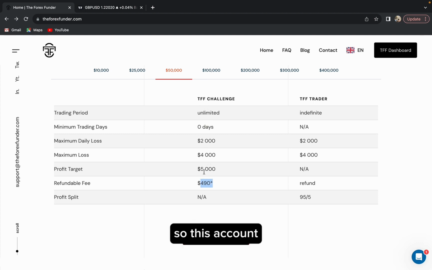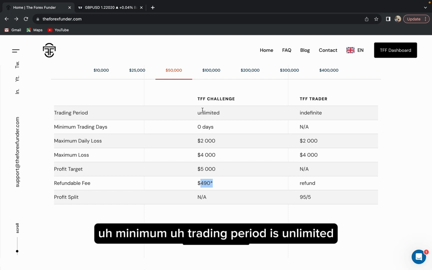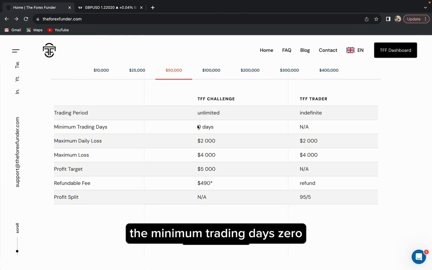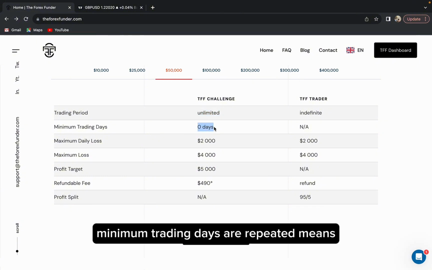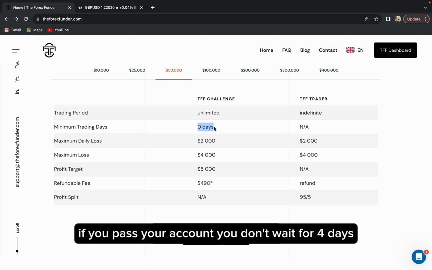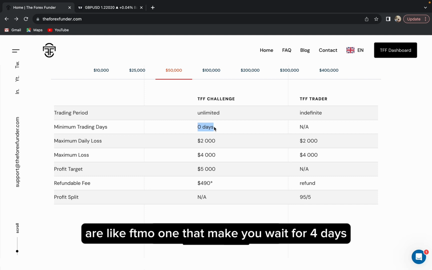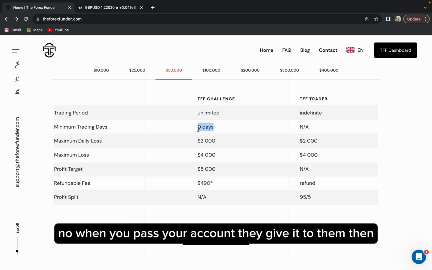So with this account, the trading period is unlimited, as you can see. Then minimum trading days 0. It means if you pass your account, you don't need to wait for 4 days like with FTMO, where they make you wait for 4 days so that you can blow up your money. No, when you pass your account, they give it to you there and then.